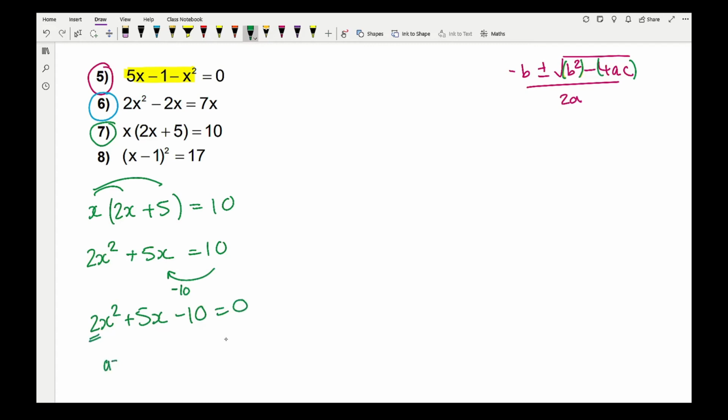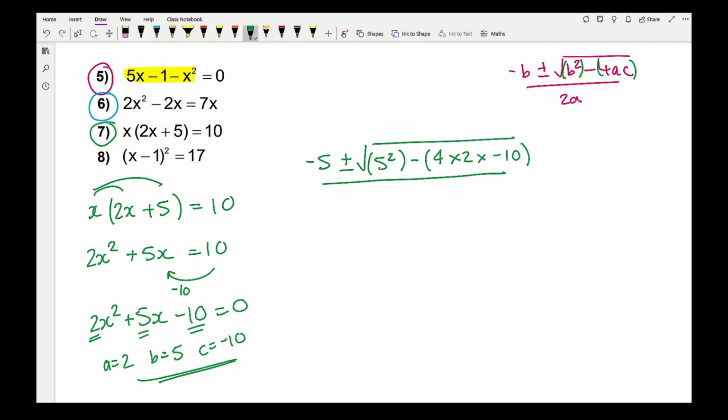So from this, a equals 2, b equals 5, and c is going to equal minus 10. So then substituting numbers into the quadratic formula, I've got minus 5 plus minus square root of 5 squared minus 4 times 2 times minus 10, all divided by 2 times 2. So simplifying that, get minus 5 plus minus square root of 25 minus 4 times 2, which is 8, times 10, which is minus 80, all divided by 2 times 2, which is 4. Then simplifying that, get minus 5 plus or minus. Now 2 minuses become a plus, so that's going to be 105, all divided by 4.